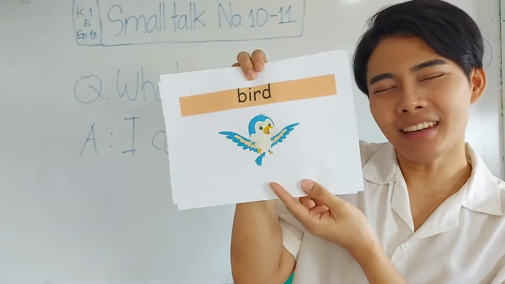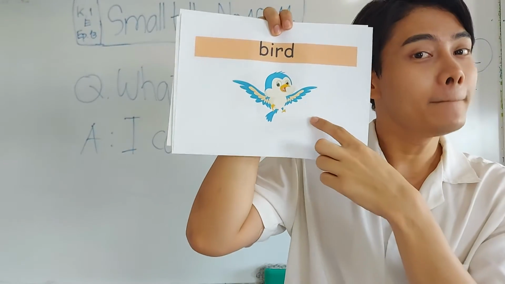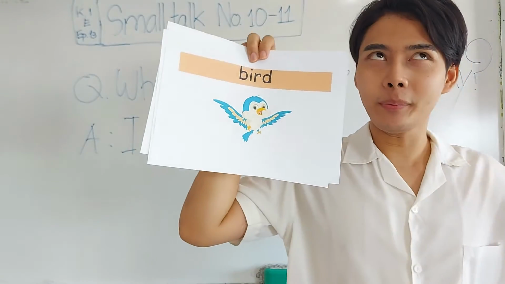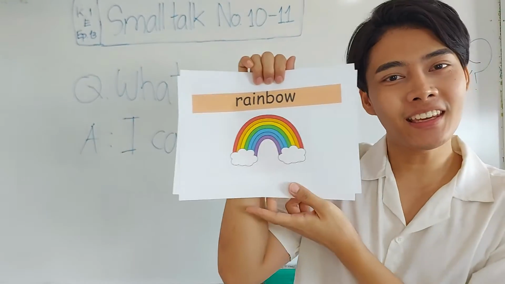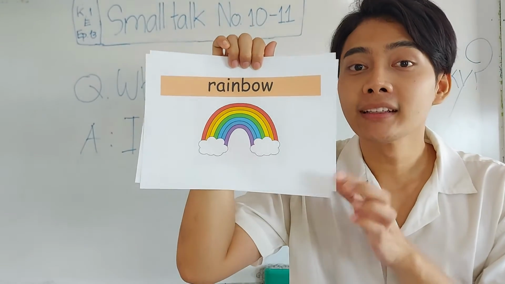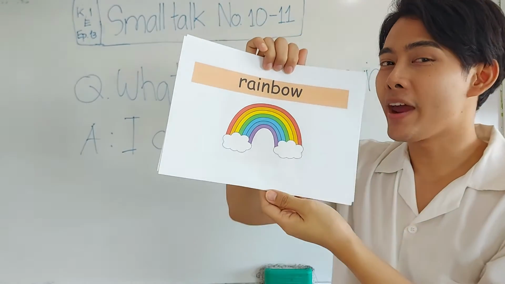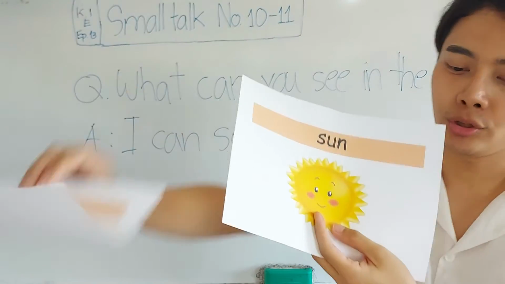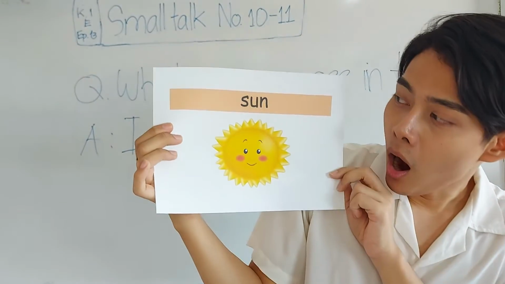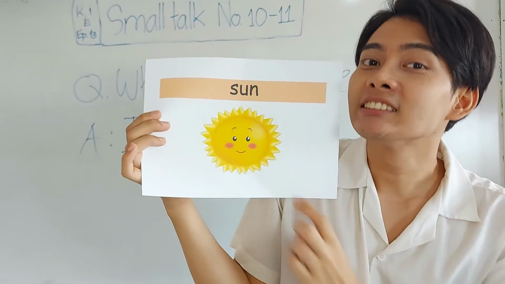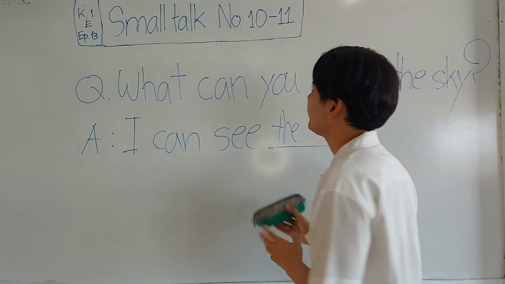What can you see in the sky? I can see a bird. Very good, bird. What can you see in the sky? I can see a rainbow. Very good. Awesome. What can you see in the sky? I can see the sun. Very good. Clap your hand, please.